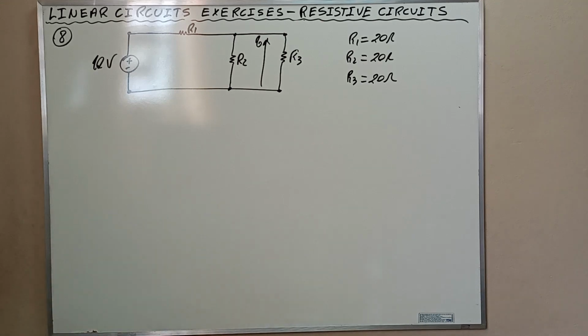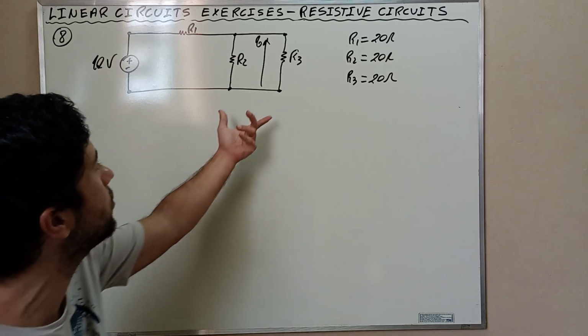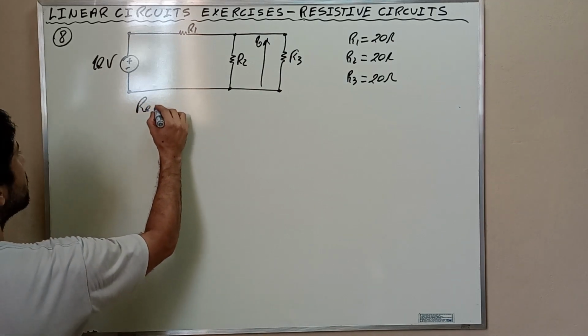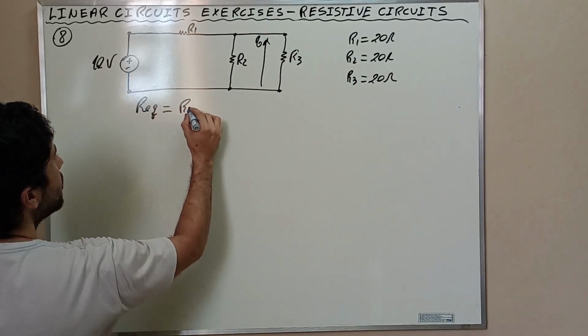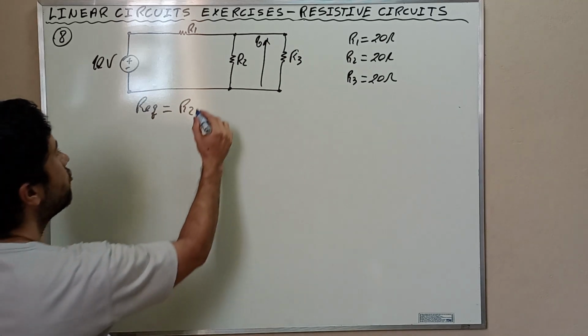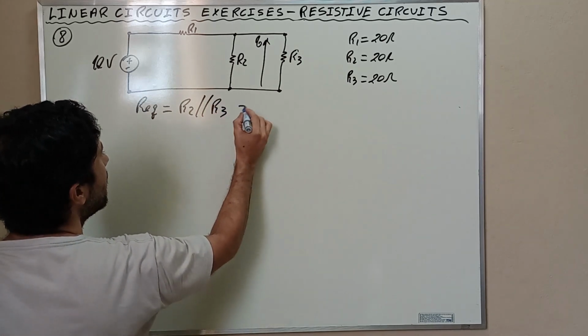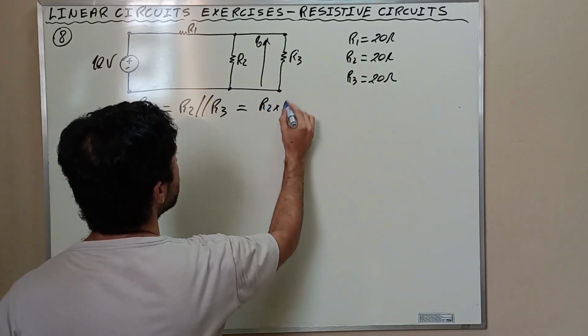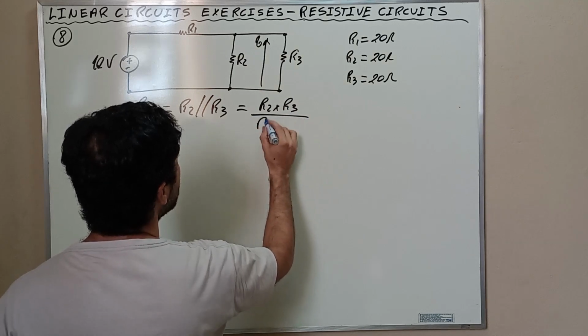But before solving, let's observe that V is across both R2 and R3. Then we must work with the equivalent resistance between R2 and R3. The equivalent resistance is going to be equal to the parallel connection between R2 and R3. And as we already saw, it is the product over the sum.